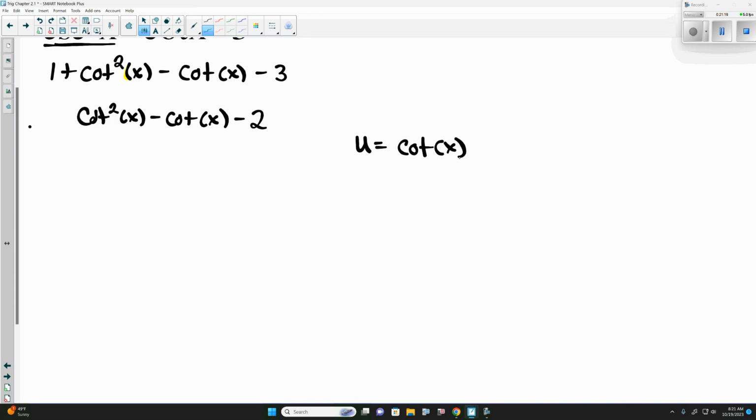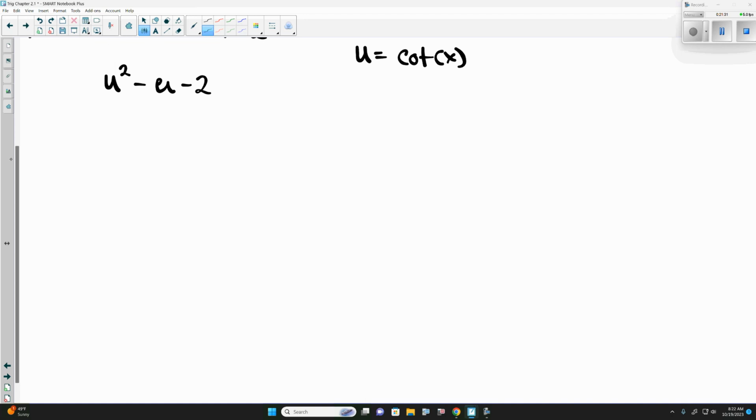I'm going to use u substitution again. So what we're saying is that I have u squared minus u minus 2. Is there a greatest common factor between u squared, u, and 2? Well, no. So I'm going to do 2 sets of parentheses, just to kind of give us the space that we need to factor this.